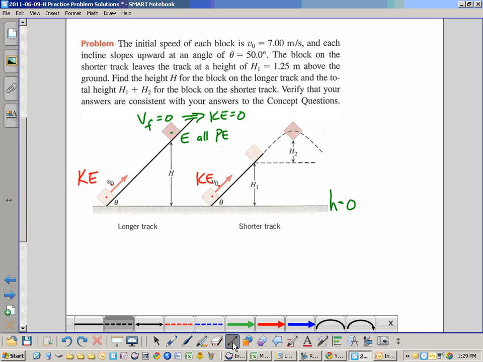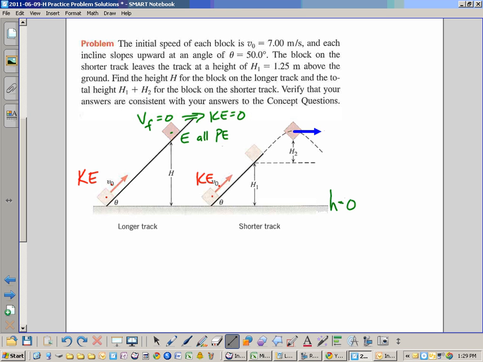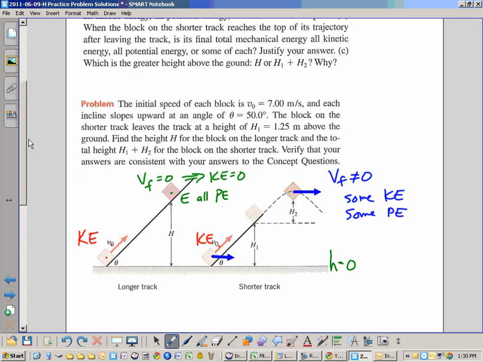That means it's got some velocity in this direction, which is going to be the same as the x component, I'm sorry, I said y. That's going to be v naught cosine theta. So that means it has some kinetic energy, and v final is not equal to 0. It does have some kinetic energy, and certainly some potential energy. So it's got a little bit of both. That's the quick answer there.